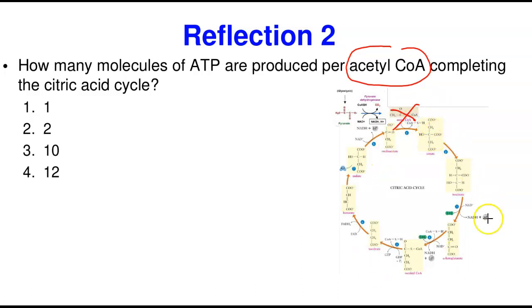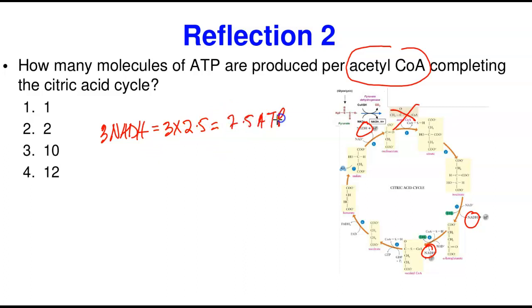When it enters here, it produces NADH, so it produces 3 NADH. And 3 NADH simply means 3 times, because in mitochondria each NADH gives you 2.5. So this is going to give you 7.5 ATP. Now, it produces only one FADH2. What it simply means is that one FADH2 will just give you 1 times 1.5. This will give you 1.5 ATP.